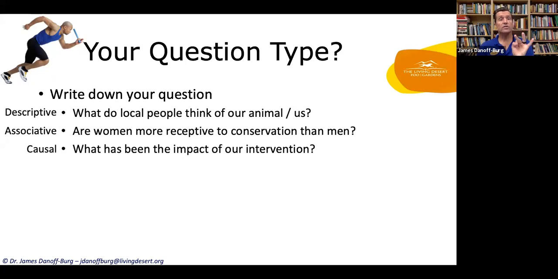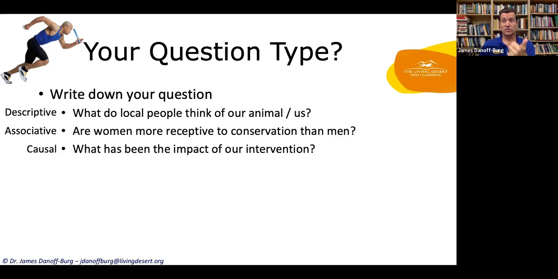It's useful to know which we have, descriptive, associative, or causal, because we'll be using that a lot over these next 11 sessions together. So look at your question in its current state, and we're going to be changing it again in the future, so don't feel like you have the final one or it's not good enough yet. It will get there. So look at your question in its current state.